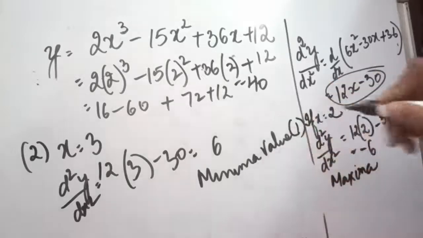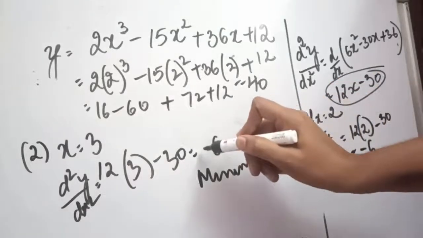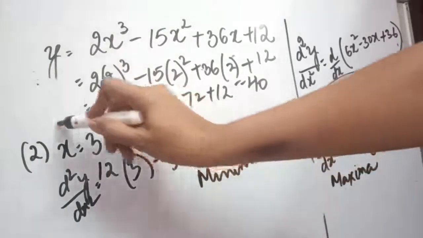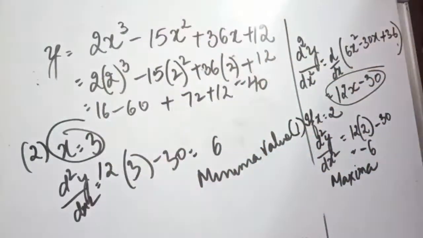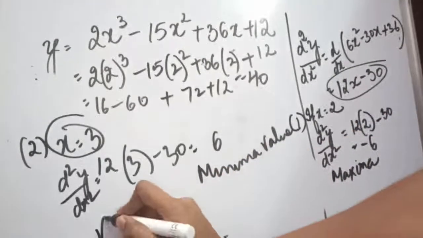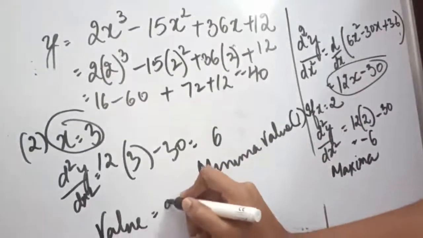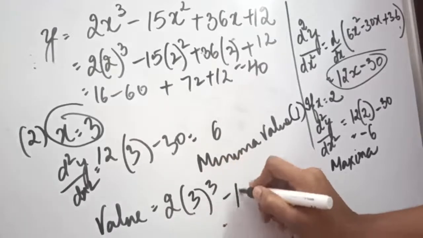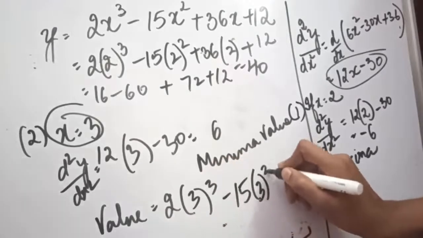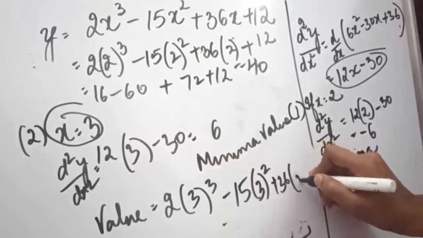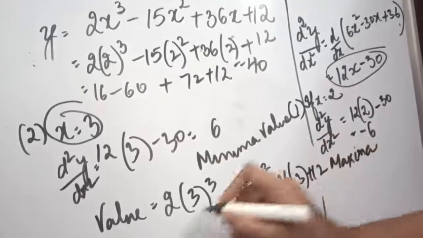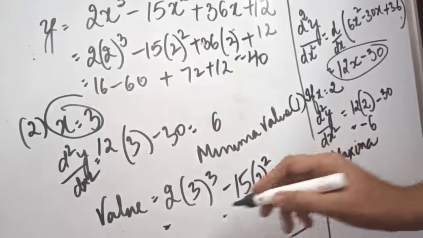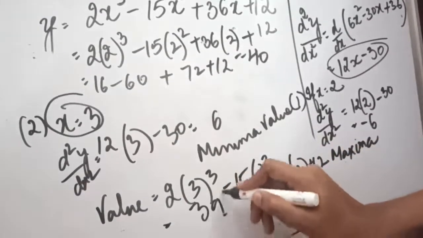Only the sign we have to observe, not the value. This is having a positive sign, so it is a minima value. Now again we will put x equals 3 in our main equation. So the value that we will get is 2(3)³ − 15(3)² + 36(3) + 12. Solving this, you will get the answer 39.